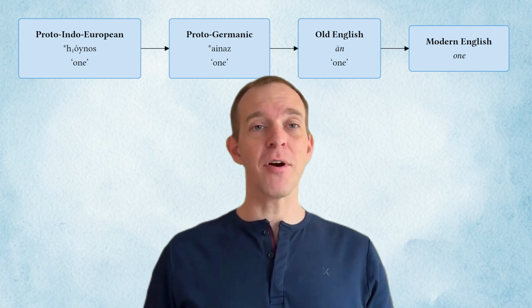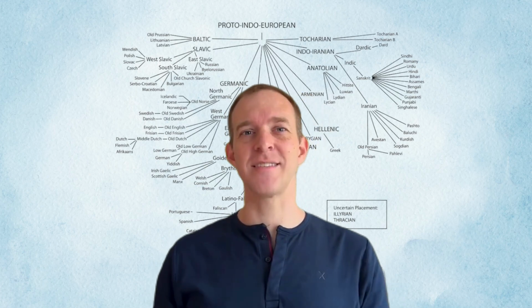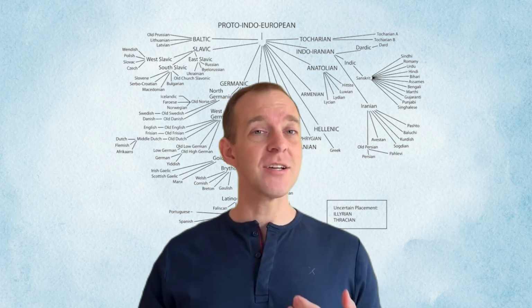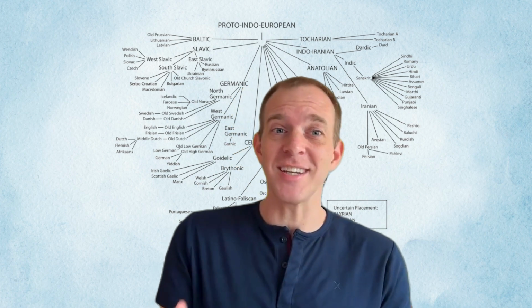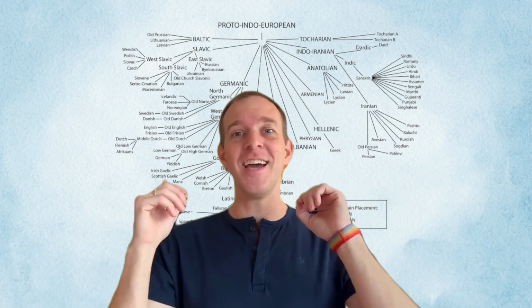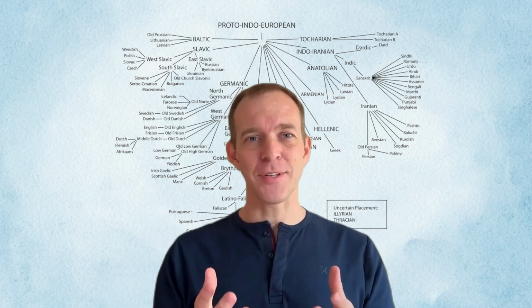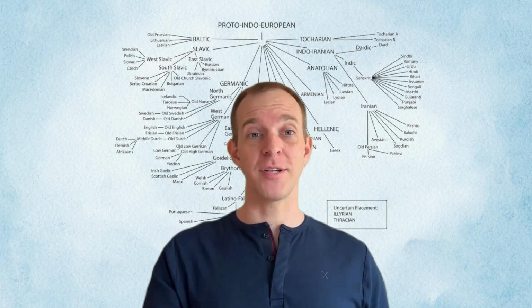So the English word one can be traced all the way back to a Proto-Indo-European word hoinos, which also meant one. Now, Proto-Indo-European is the hypothetical ancestor language from which all the modern Indo-European languages descend. So that includes languages like English and Spanish and Portuguese and Russian and Hindi, French, German, Irish, and about 400 others. All of these languages are distantly related, and they can be traced back to that same original Proto-Indo-European language.